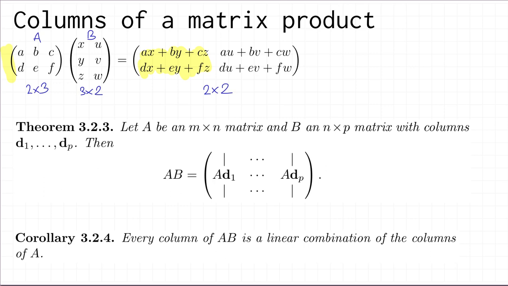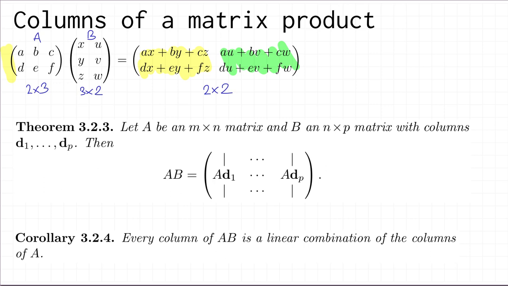And similarly, when we want to work out the second column of the answer, so this stuff here, that would come from multiplying A into the second column of B. So the first column of the answer comes from multiplying into the first column of B, and the second column of the answer comes from multiplying A into the second column of B. That's what it means to say that matrix multiplication happens column-wise.